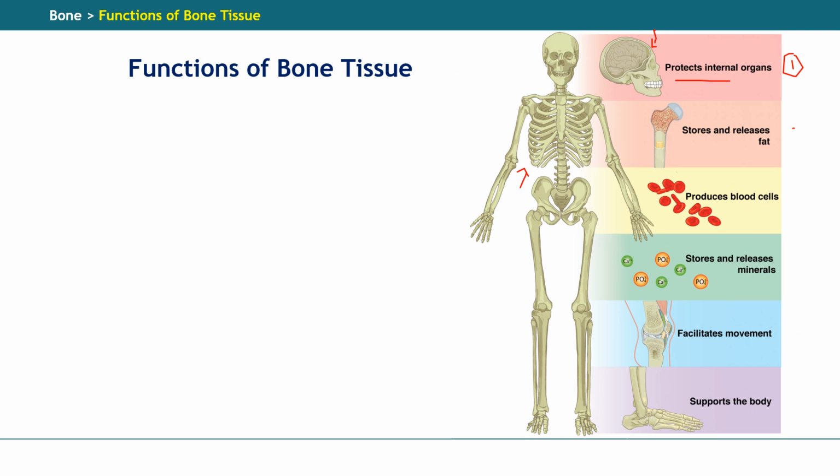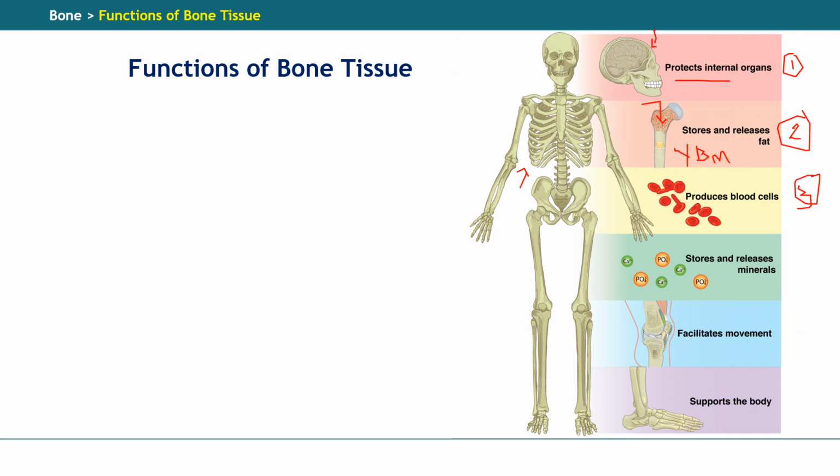The second important function of the bones is energy storage. As I said before, inside of the bones you have the yellow bone marrow. There you have different types of triglycerides that are very important. If you need energy, you can store it there and then release it when it's needed. Okay, so that was the second.